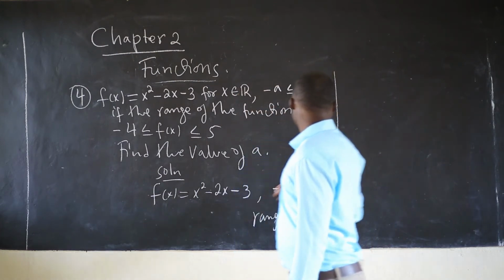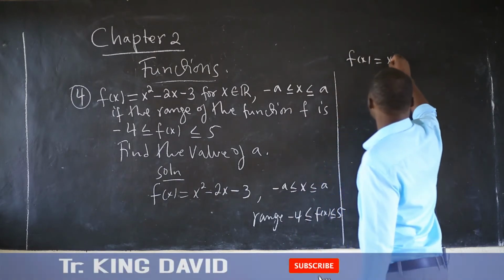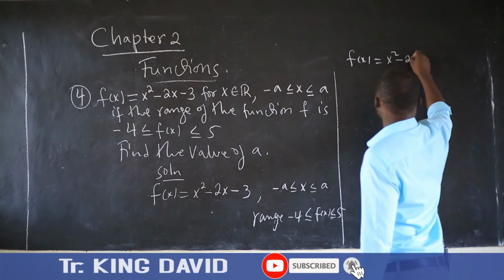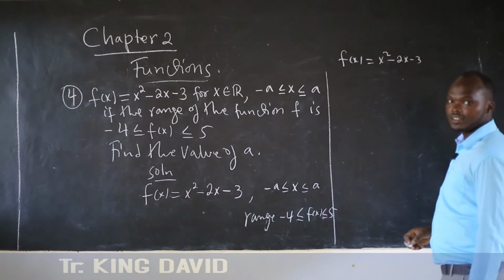As you can see, our function here is f of x equals x squared minus 2x minus 3. We can complete the square in order to get the vertex.